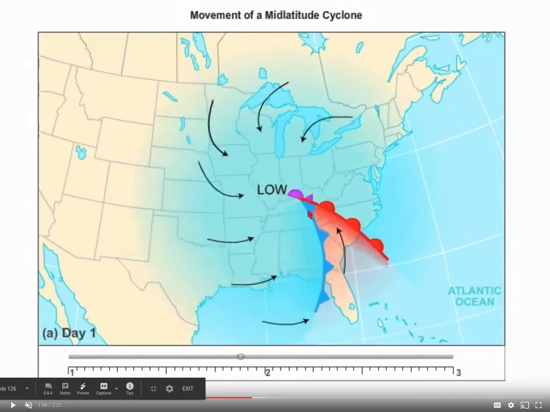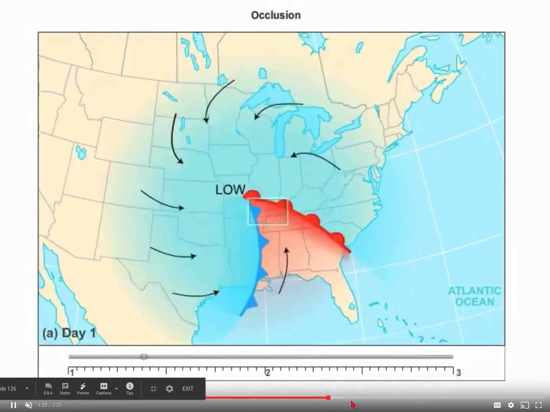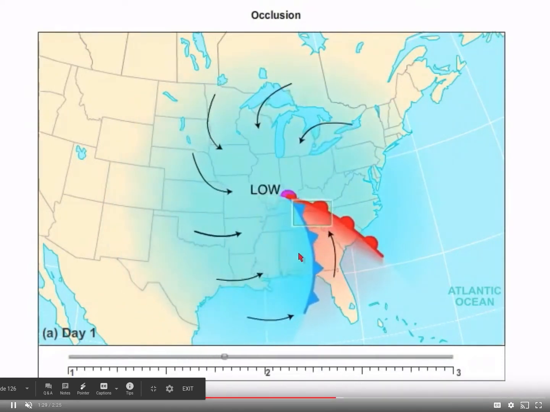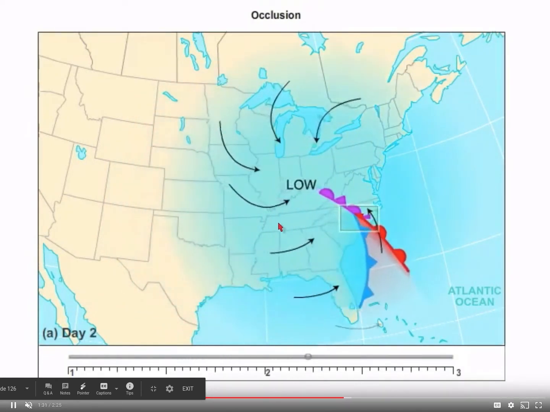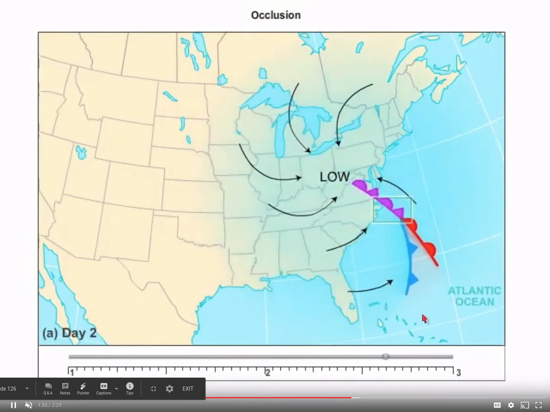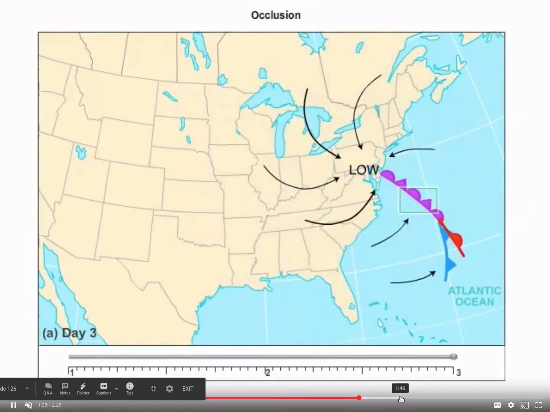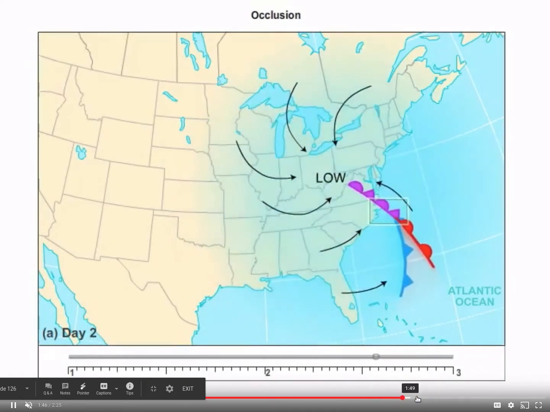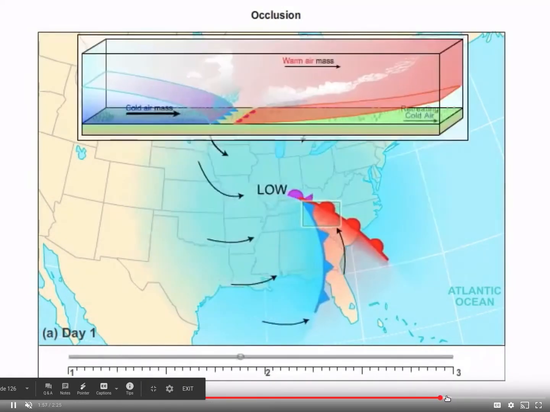And eventually the cold front catches the warm front, and it's going to lift all that warm air up. And when that happens, you get what's called an occluded front. So again, the cold front moves faster than the warm front, so the cold front catches up to the warm front, making an occluded front. Typically, these storms take a couple days.